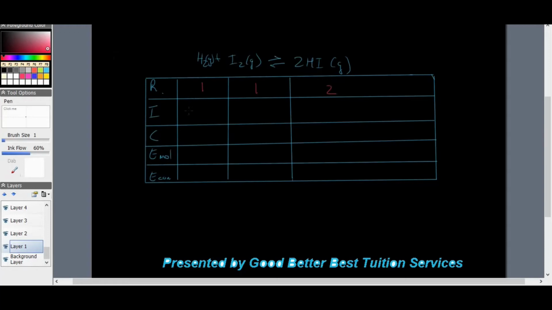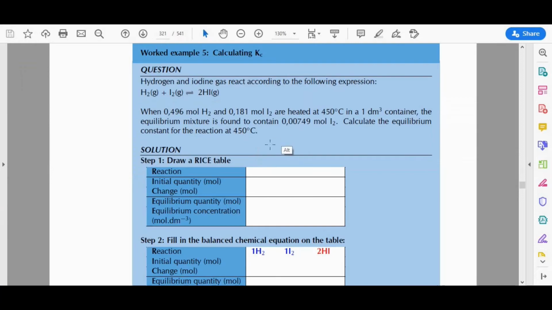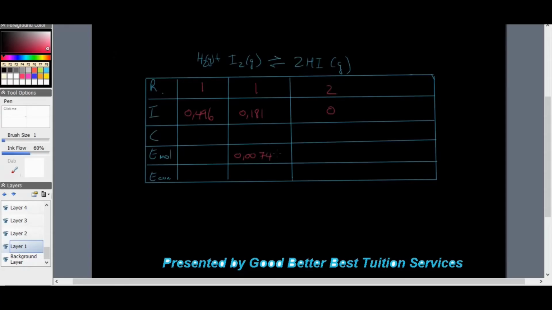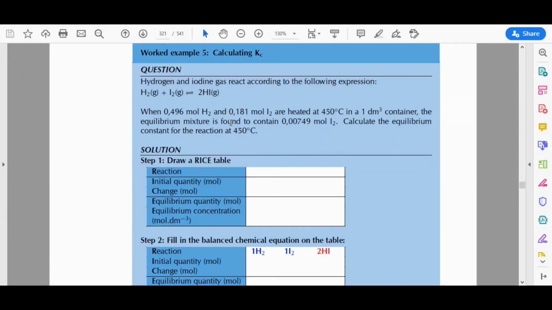Initial mole, I have hydrogen at 0.496 and 0.181 of iodine, and I had obviously 0. My equilibrium mole of I2 that I had was 0.00, I can't remember that number, 749. Okay, so this is what I have initially. Now this is just from what I was told in this piece over here. That's just what I was told. Okay, so let's go check if that part is correct.